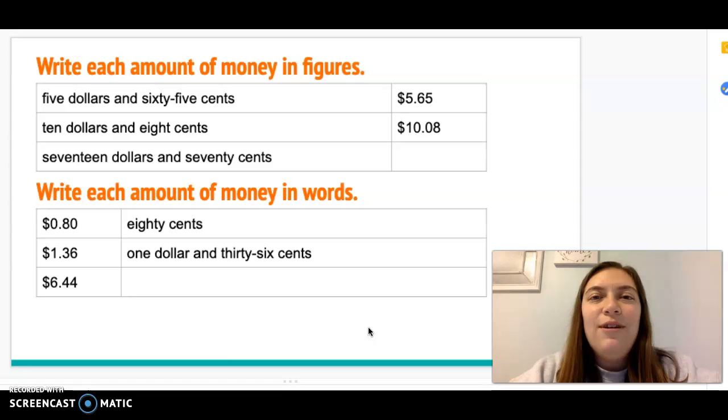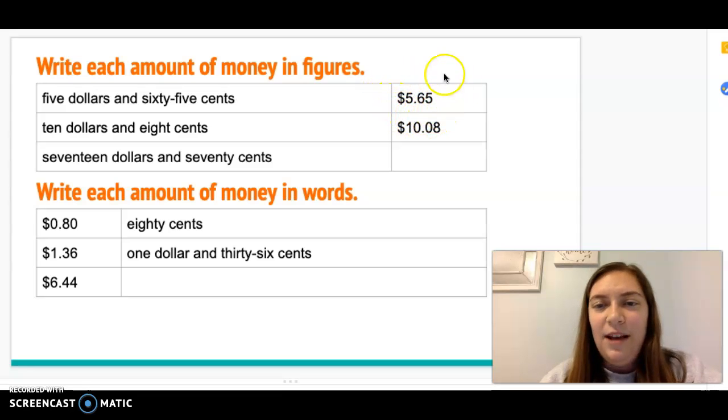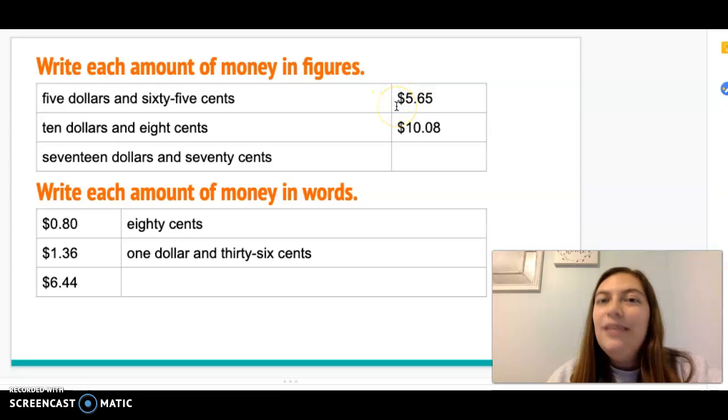So if we start out with the word saying $5.65, I have right here the figure form, or the numerical form. They call it figures in our textbook. $5.65 written out. 5.65 with my dollar sign at the front. And I don't need to put my cent sign because there's already a dollar sign there.